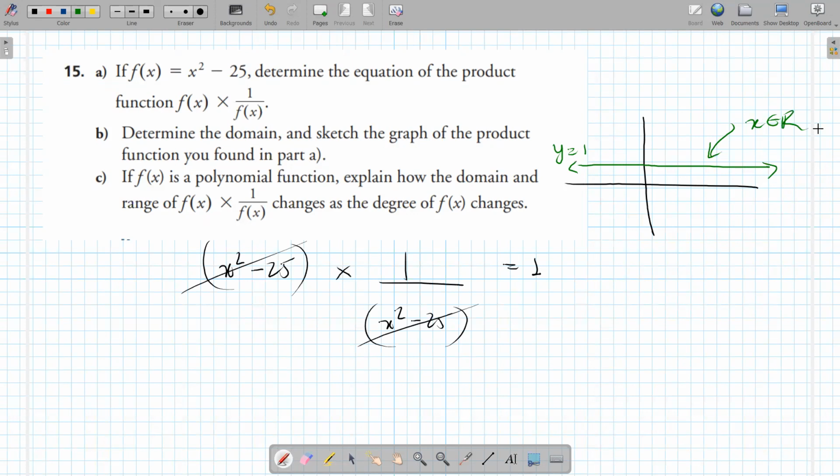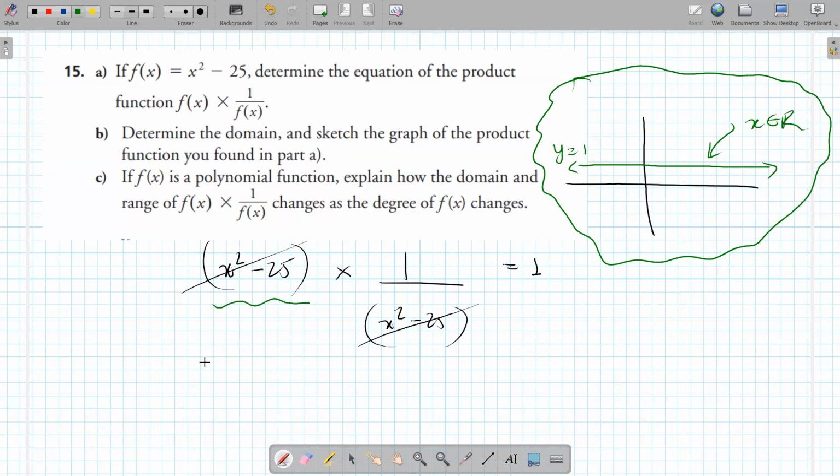Now this is the tricky part, okay? This is the domain of our final answer. The question is, what is the domain of our combined function? What's the domain of x squared minus 25? It's a quadratic. It's just negative infinity to positive infinity. So this one has no restrictions.